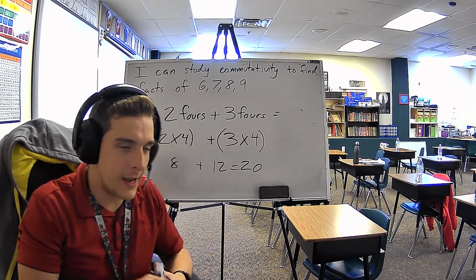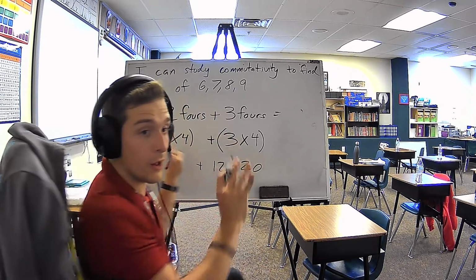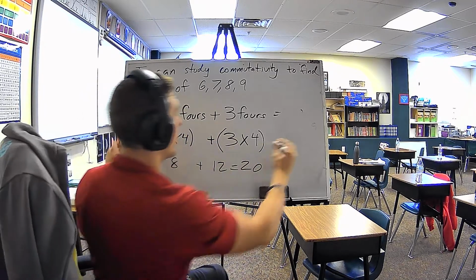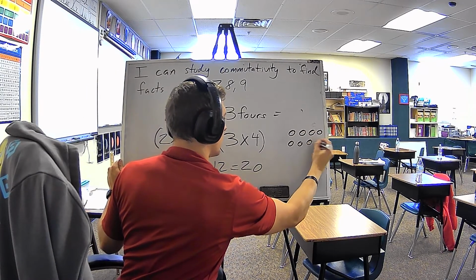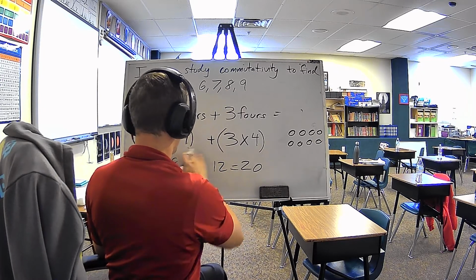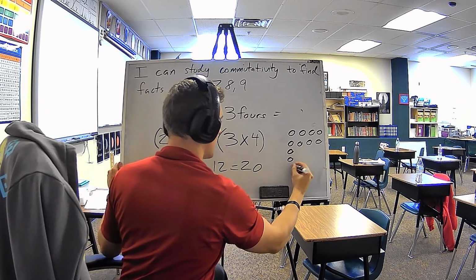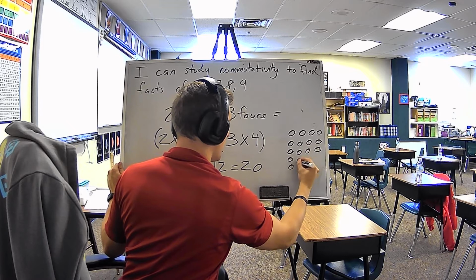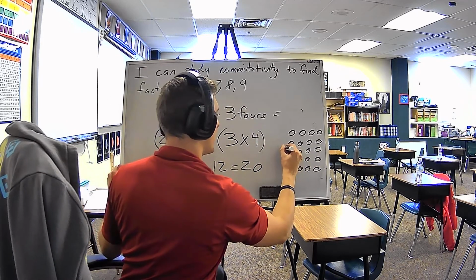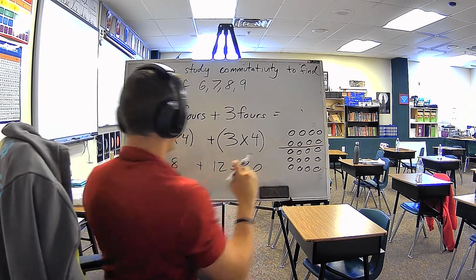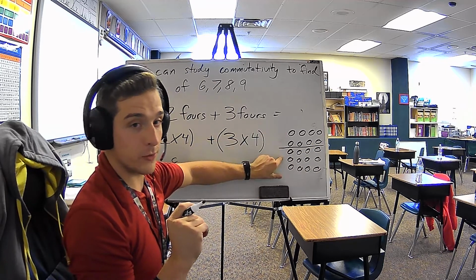Remember how I said that in your picture, I'll even draw this out. So 2 4s, 2 groups with 4 in it. And the bottom one is 3 groups of 4. And they're cut right there. Here's 2 4s, here's 3 4s.